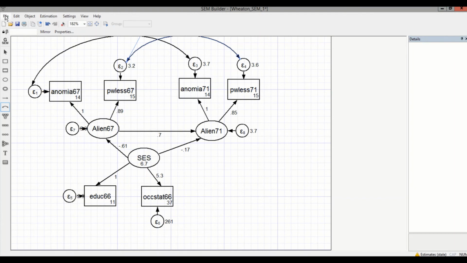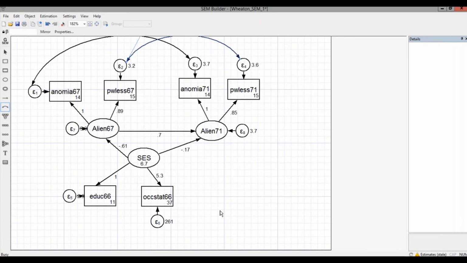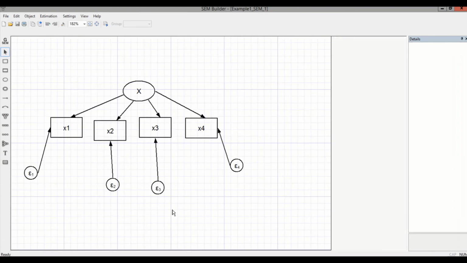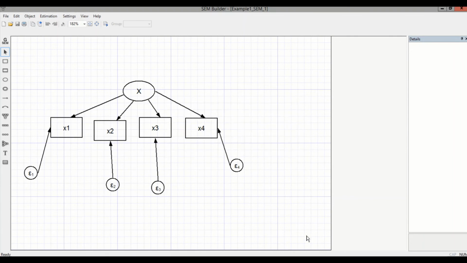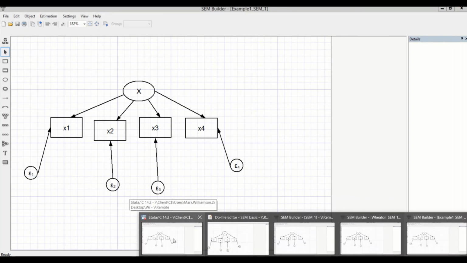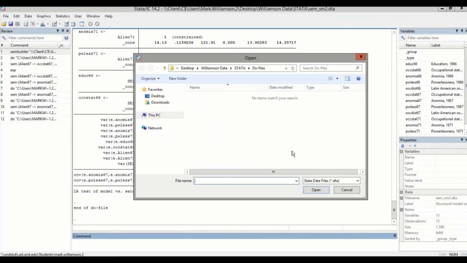So let's go on to another example. Let's open up here. So this is just a fictional example. Say we have 4 different measured variables, and we have one latent variable. This would be a pretty simple setup. So let's try running that. Oh, so we see here the variables are not in a data set. So remembering, we actually have to go to Stata. Let's open a different do file.